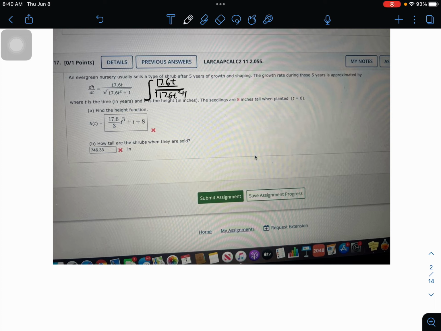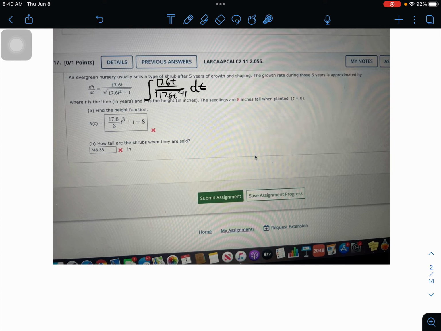And whenever you're integrating, remember you're always going to end it with d, in this case t. If it had been an x right here, that would have been a dx. That's how you do integration. You do integral sign, and then it's with respect to whatever your variable is. So dt in this case.